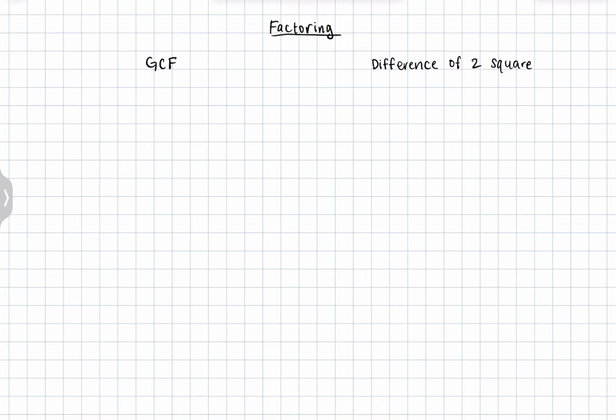Okay, so what is GCF? GCF stands for greatest common factor. Basically, this means that when you have a set of numbers, like 4, 8, 16, you're looking for the greatest common multiple, or factor.